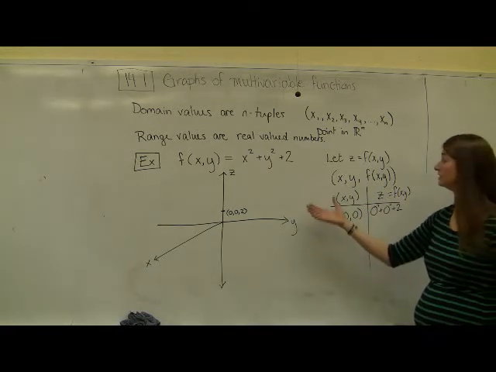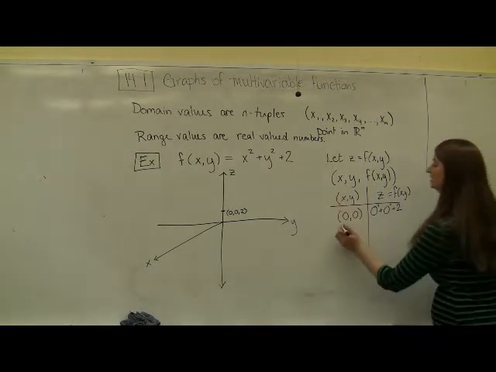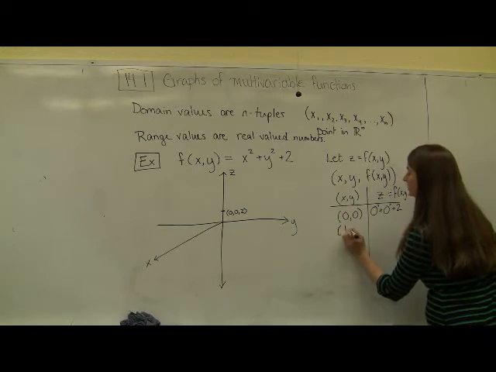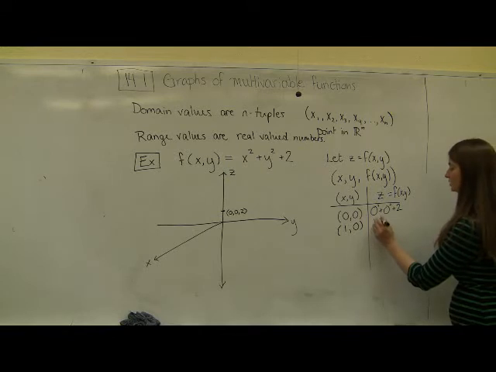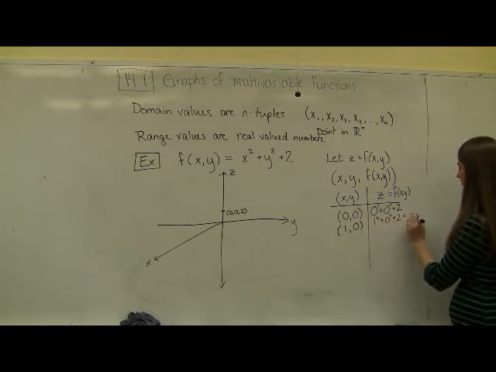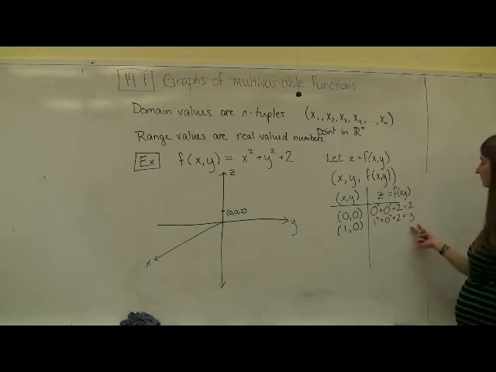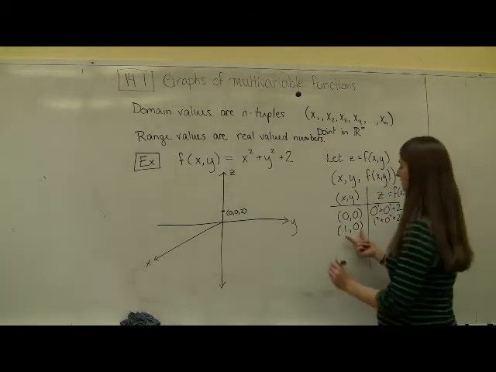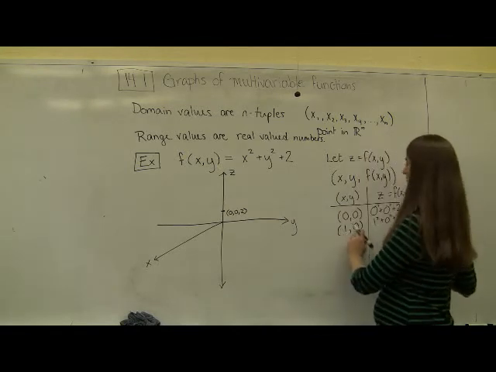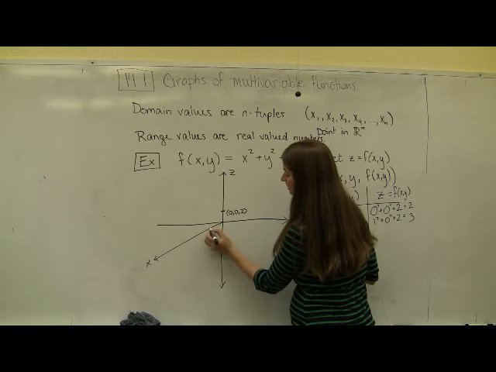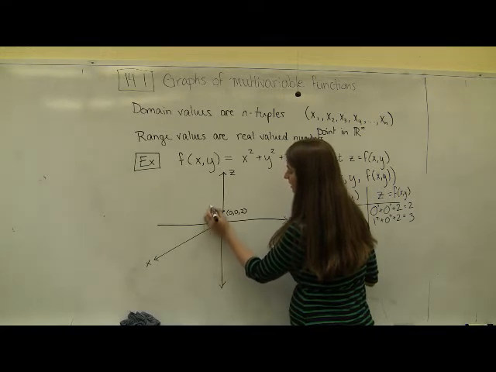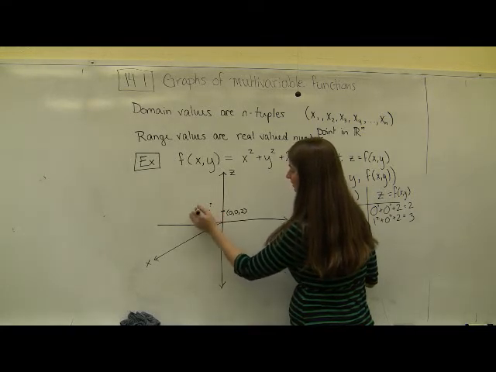And I can continue doing this for other points that live on this graph. Let's say that I let my x equal 1, my y equal 0. What point does that give me for an output? That's going to be 1 squared plus 0 squared plus 2, which is equal to 3. So that gives me another point. This is the point 1, 0, 3. So I'm going to go 1 in the x direction, 0 in the y direction, and then 3 in the z direction. 1, 0, 3.